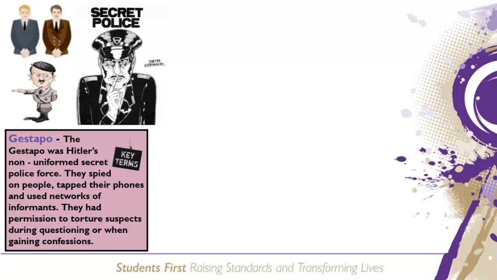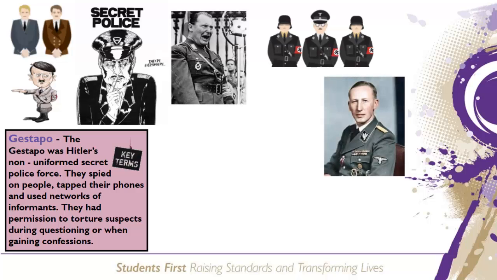The Gestapo was Hitler's non-uniformed secret police force. They were set up in 1933 by Hermann Göring, but were placed under SS control in 1934 and Heydrich became their leader in 1936. Their main aim was to identify anyone who criticised or opposed the Nazi government.